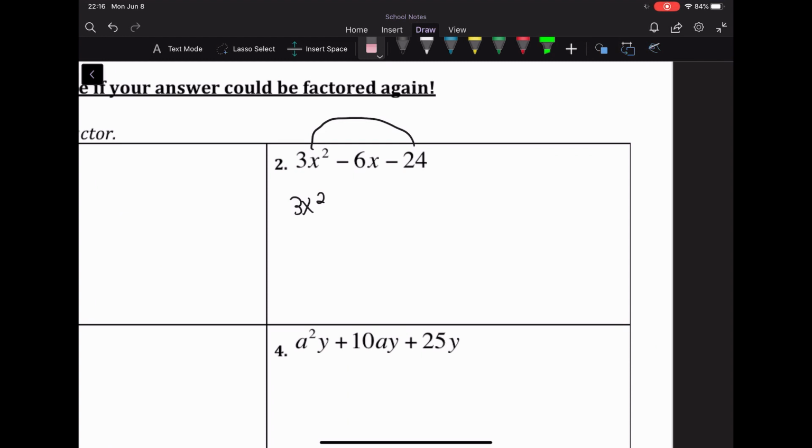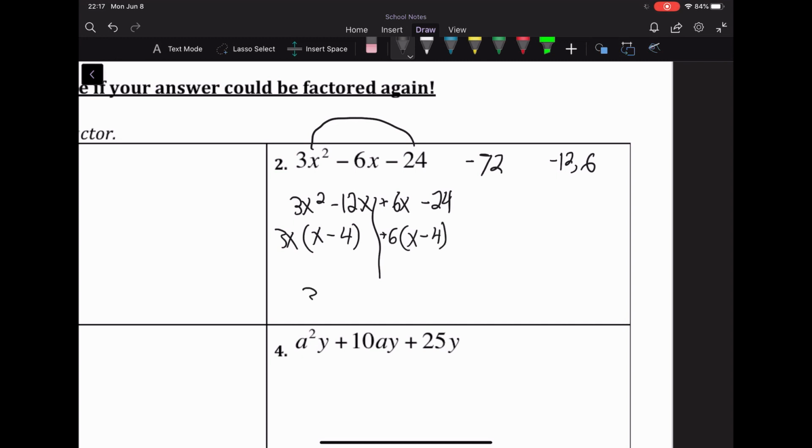And so our factors here are going to be a -12 and a +6. So we'll have 3x squared minus 12x plus 6x minus 24. And now we're just going to split down the middle. We could take out a 3x from here. We'll be left with x minus 4. We could take out a 6 from here, +6. And we'll be left with x minus 4 as well. So we'll have 3x plus 6 times x minus 4.